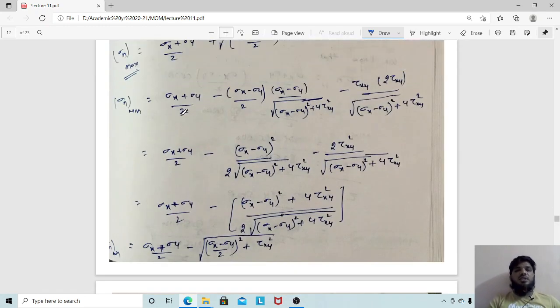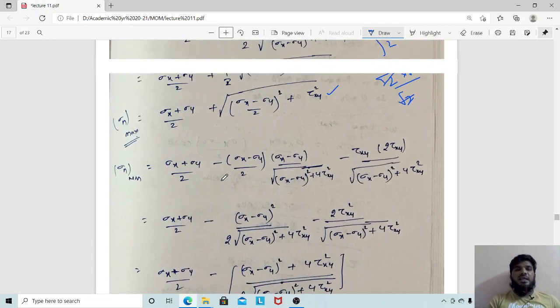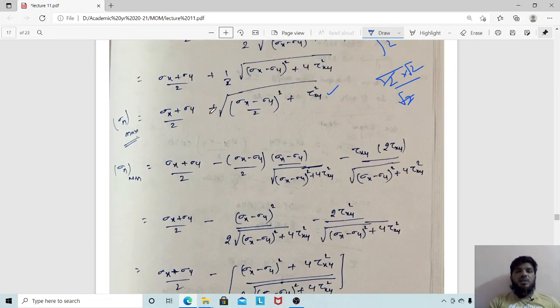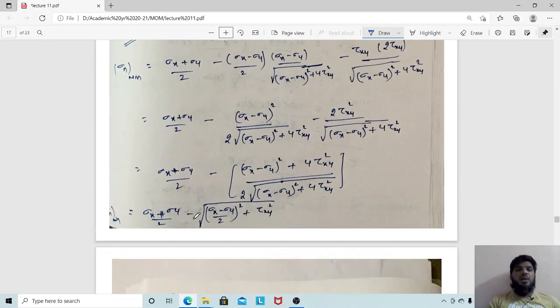See, sigma n formula: sigma x plus sigma y by 2 minus sigma x minus sigma y by 2 into cos 2 theta minus tau xy sin 2 theta. So for sigma x minus sigma y, instead of taking minus we have taken plus, because both the values are plus. Here also instead of taking minus we have taken plus. So when you multiply, same thing will be repeated. Only thing is, in both there is a minus common, that minus will come outside. If you see the difference, here before the square root it is plus, here it will be minus.